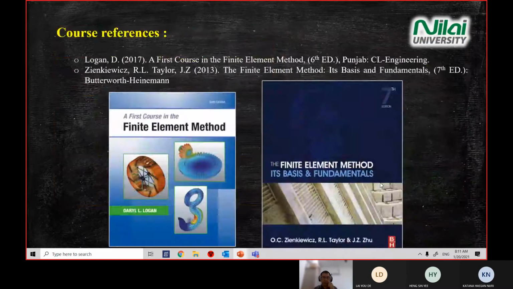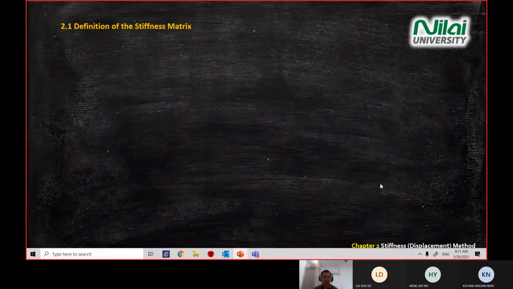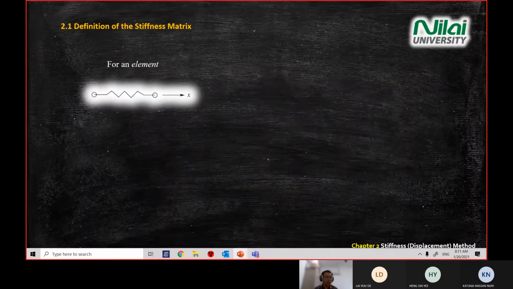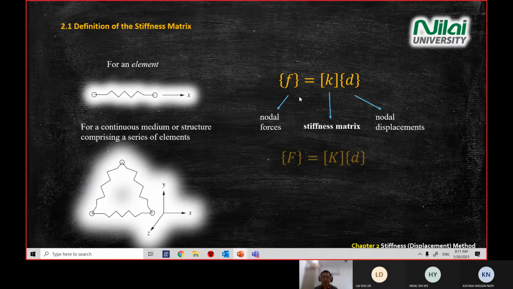Okay, just a refresher for this chapter. The only formula that you should remember is F equal to KD, right? We repeat it so many times, and be careful with the capital F and small f. Capital F stands for the global coordinate or global system. It means it's an assembly system. Then we use capital F, capital K. If you're looking at a very, very small or single element, then we use a small f and small k. D still remains the same.